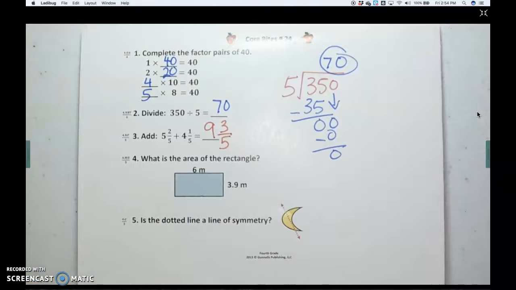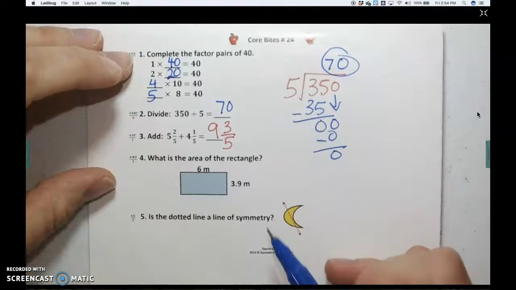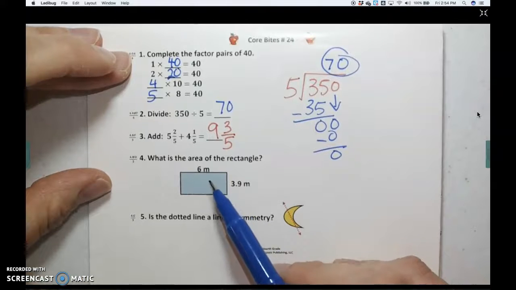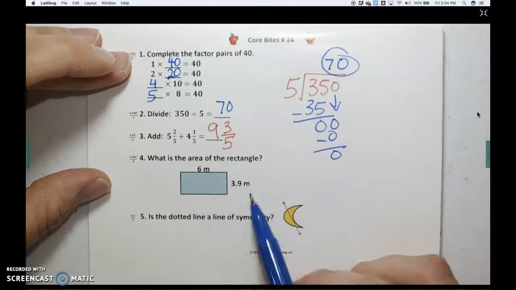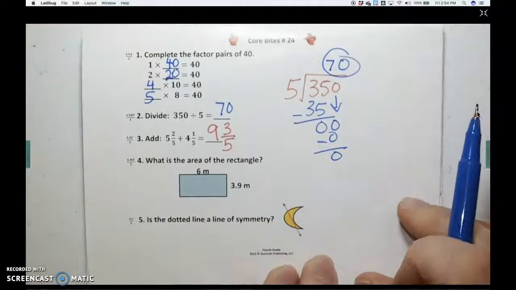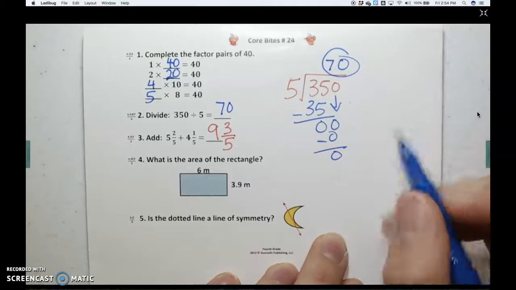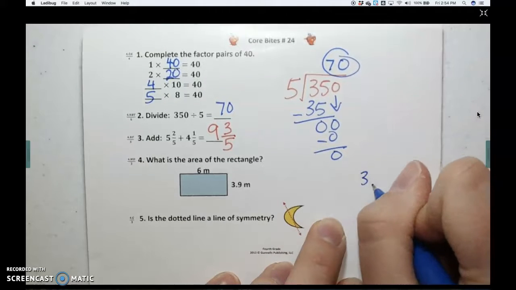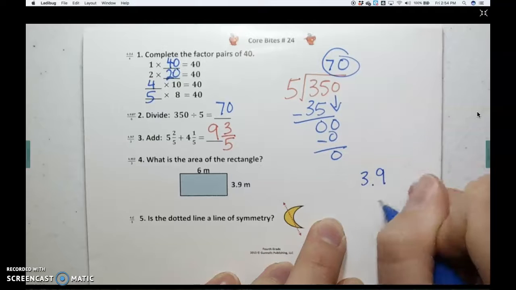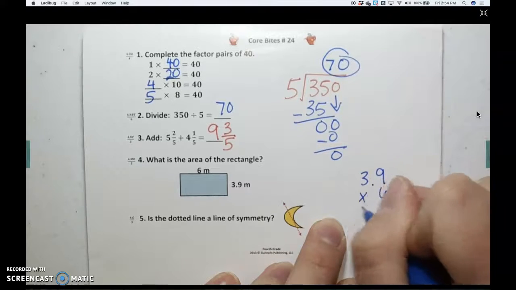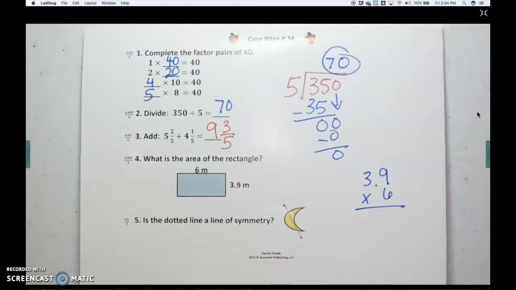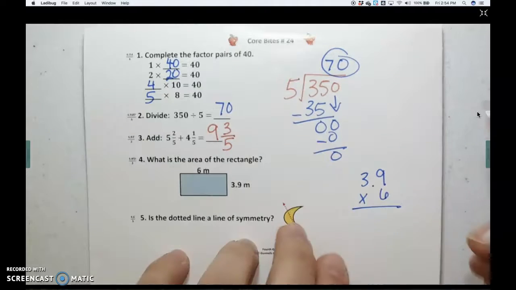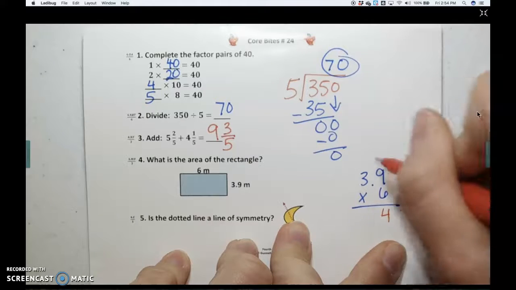The next question is area. We're actually doing area right now in your math as well. So to find the area, you multiply the length times the width, or the width times the length, however you want to do that. But since this does have a decimal, we're going to set it up first, okay? So you would do 3.9 meters, multiply that times 6 meters, okay? So to get that, you're going to multiply 6 times 9 first. That's going to give you 54.